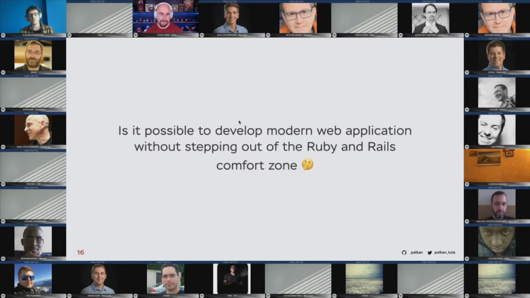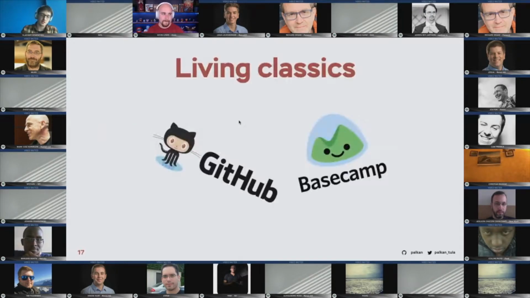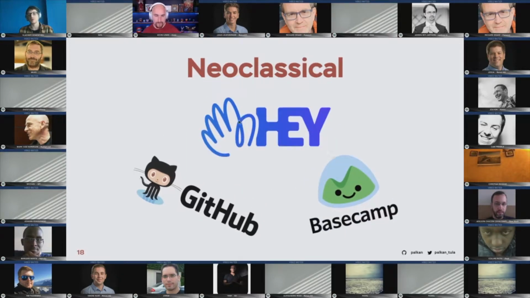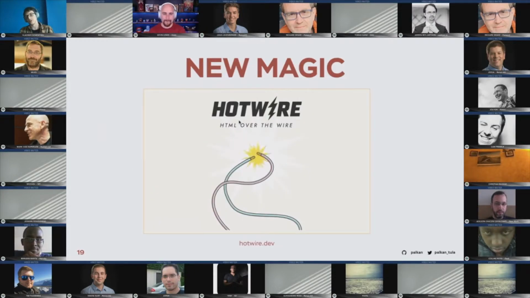So is it possible? Of course, yes, and I already said that, and we have some examples like GitHub and Basecamp. Yeah, you might say that they're kind of old, and they just can't afford to write everything in React, probably. But what about something new? A brand new application, which is just a year old, which is written with a new front-end stack for Rails, with new magic inside of it. And that magic is Hotwire. We're going to talk about it today.